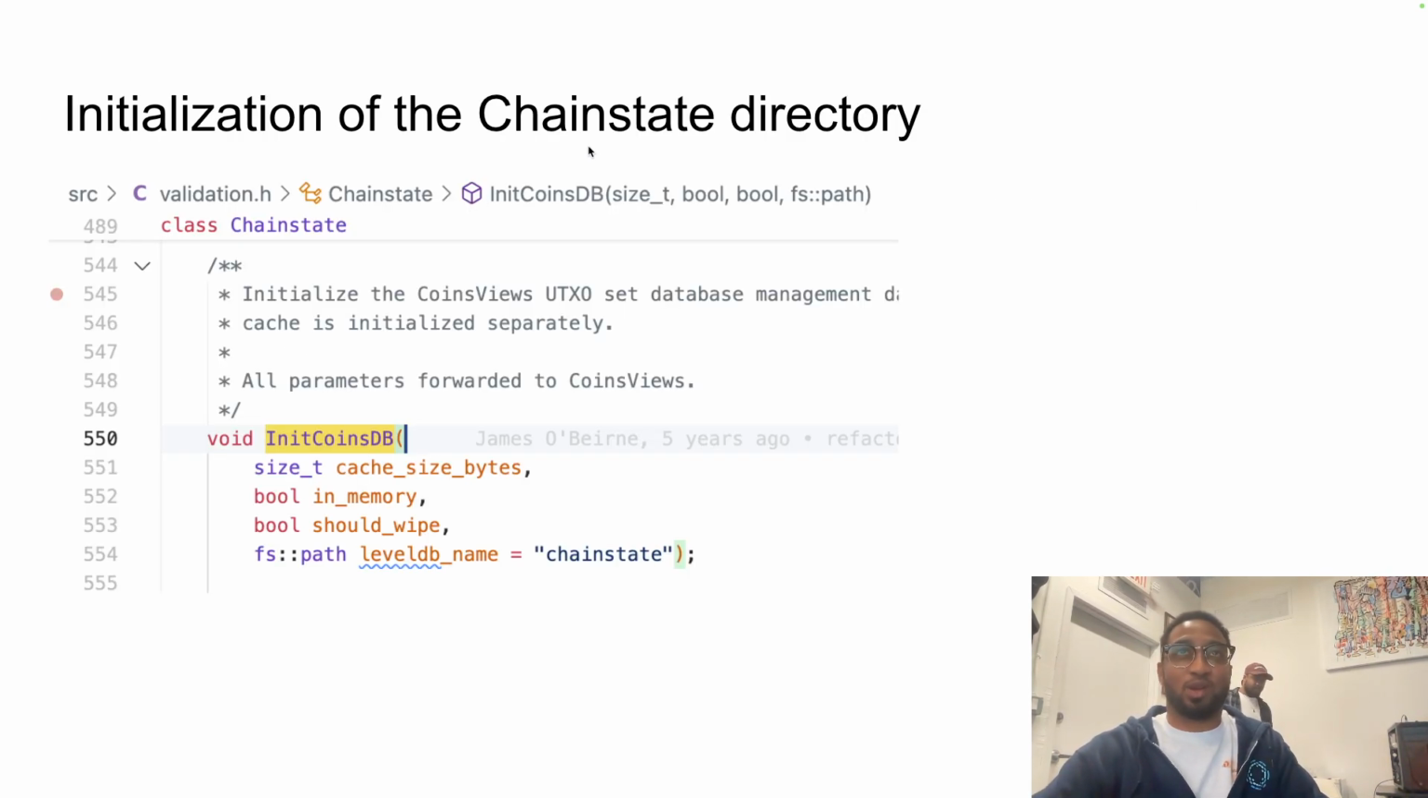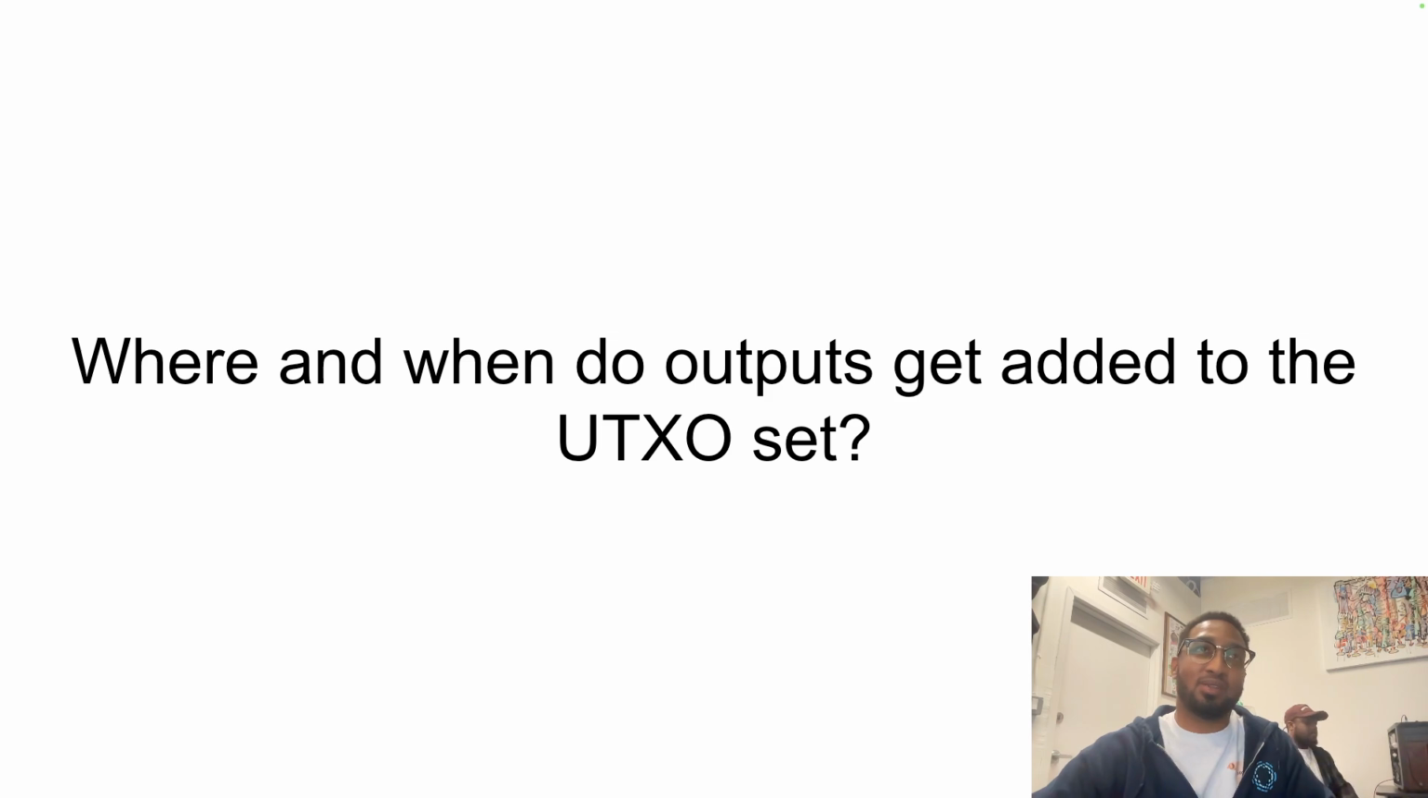So, initialization of the chain state directory. I just wanted to note that this is in the chain state directory in your data directory. If you run a Bitcoin node and you know where to find that, you can typically go in that folder. So where and when do outputs get added to the UTXO set?